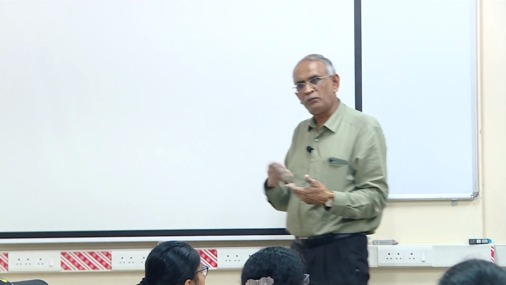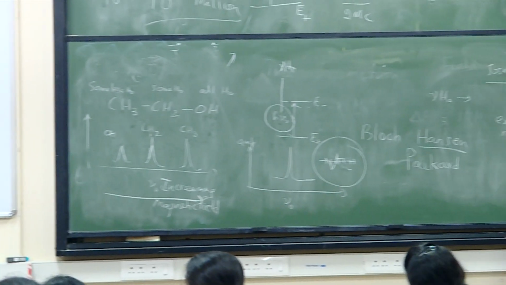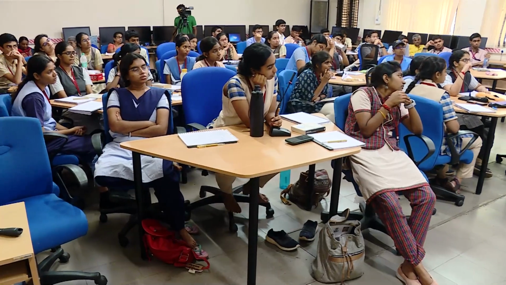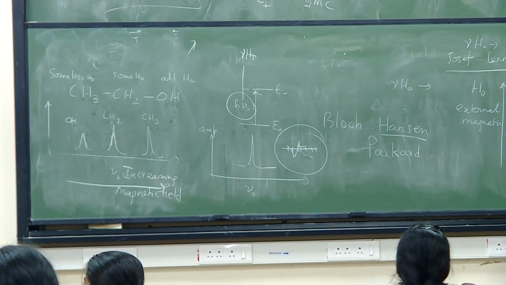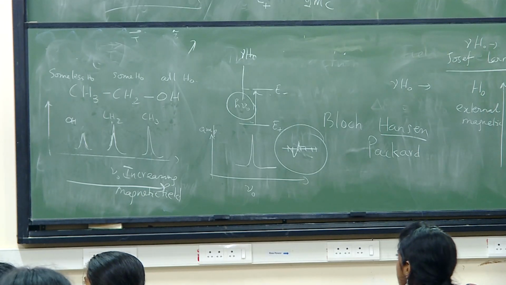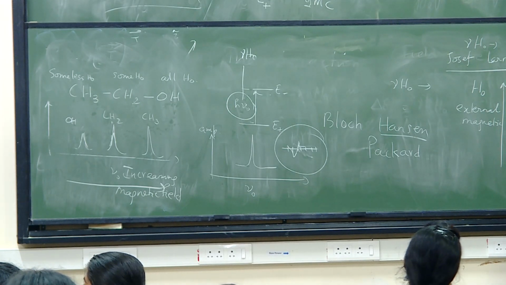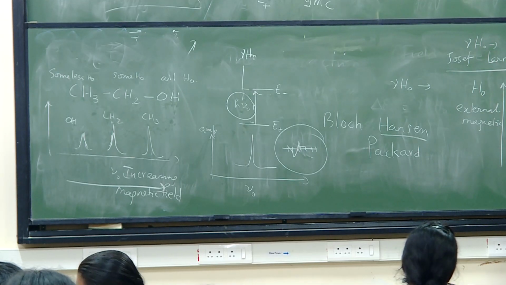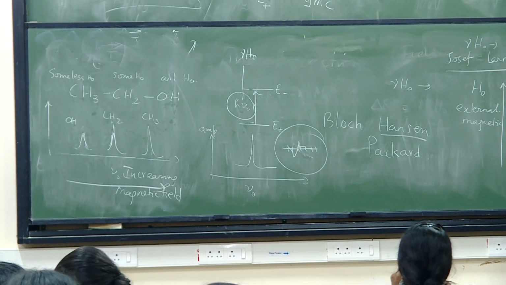Can you do this experiment in a different way instead of doing this? What about I keep the magnetic field fixed, but I change the absorption frequency of the coil. I change it from lower frequency to higher frequency. Can I do that?